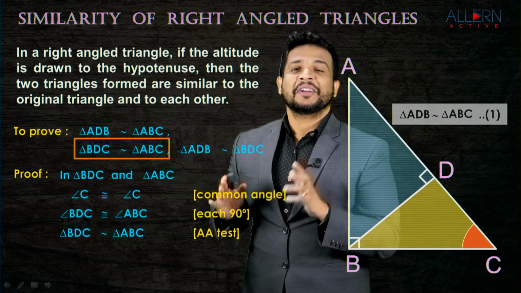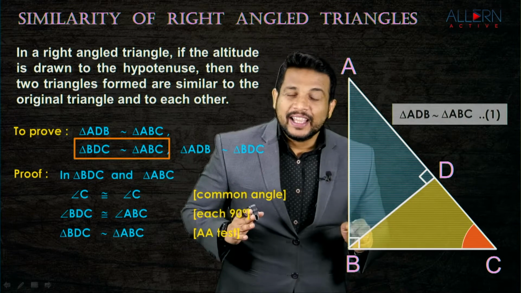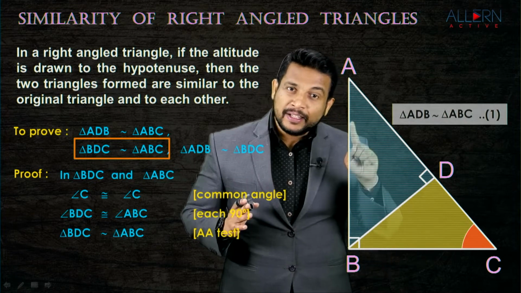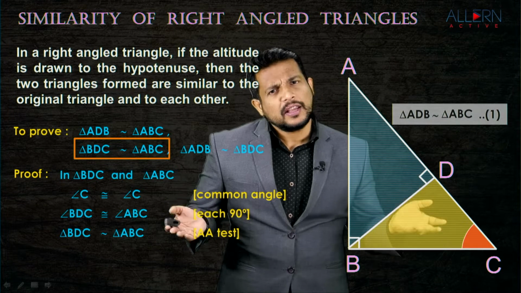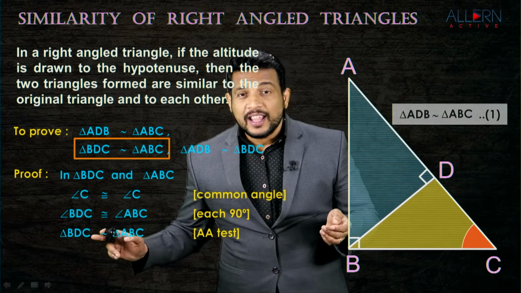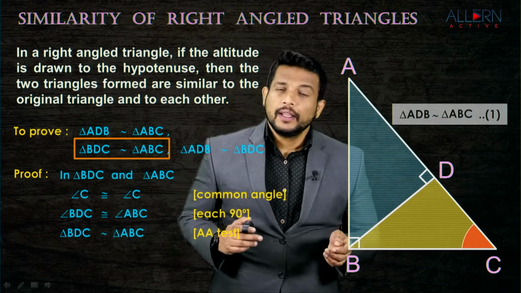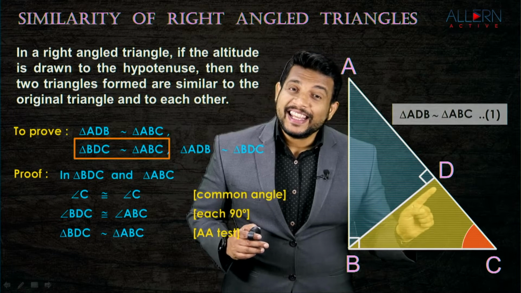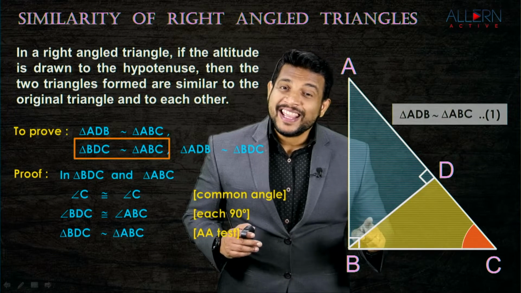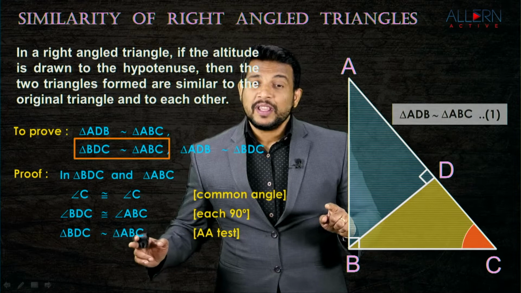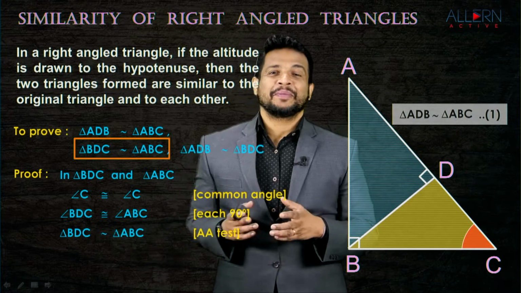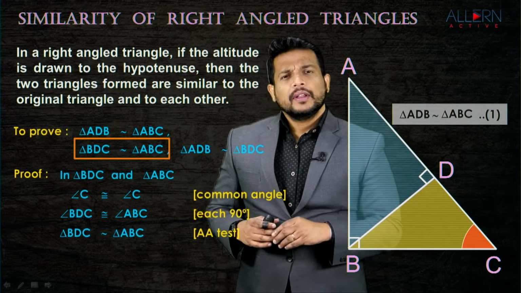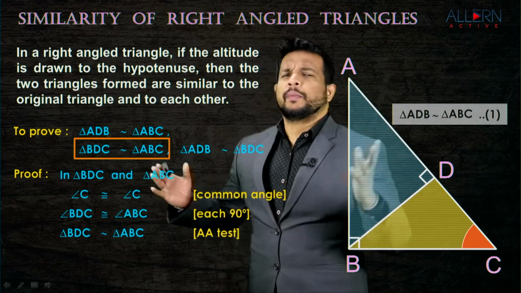Again, remember the correspondence. In this triangle BDC, in the smaller one and in the bigger one, we have the common angle. So C corresponds to C. Then this 90, that is D, corresponds to this B. So D corresponds to B, and the remaining one is nothing but the third vertex which is there. Was that easy? Very simple. You said so simple, right?